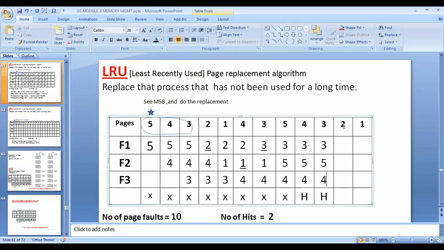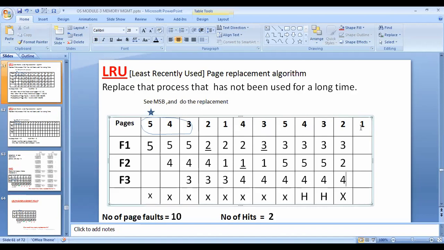Now coming to page number 2. Page number 2 is not available, hence it is a page fault. Which page has to be replaced? 5. Why? Because if you look at pages 3, 4, and 5, the fifth page is at the MSB position. Hence, I replace page 5 with the new page 2. So you can write 2 here, and 3 and 4 are as they are.